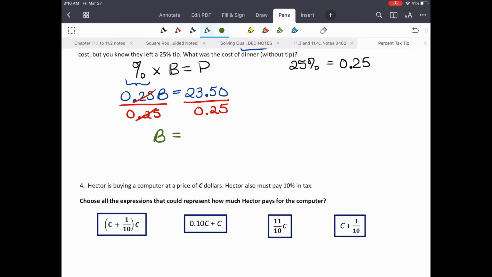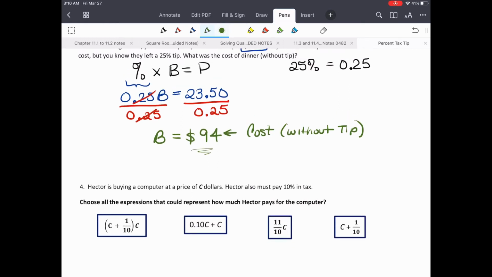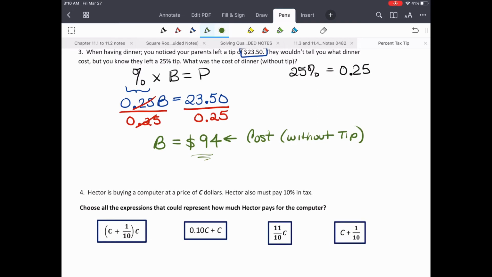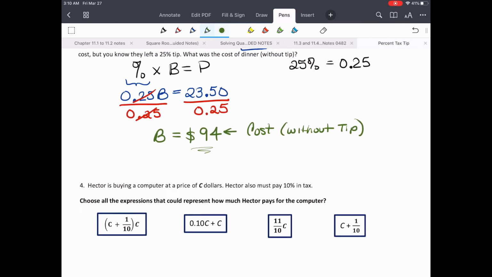And that goes away, so now just do 2350 divided by 0.25. $94 is the cost. Now that's without tip. That's just what the dinner cost. Maybe that's with tax too, but that doesn't really matter for this problem. We just had to figure out what the cost was. What was the original price of the dinner? And it was $94.